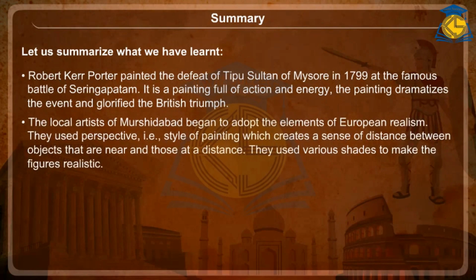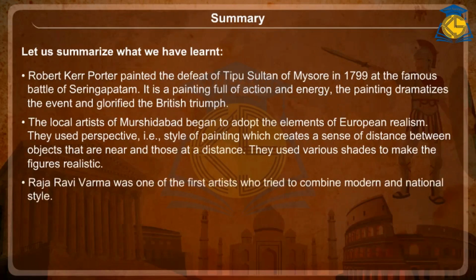The local artists of Murshidabad began to adopt the elements of European realism. They used perspective, that is, a style of painting which creates a sense of distance between objects that are near and those at a distance. They used various shades to make the figures realistic. Raja Ravi Verma was one of the first artists who tried to combine modern and national style.